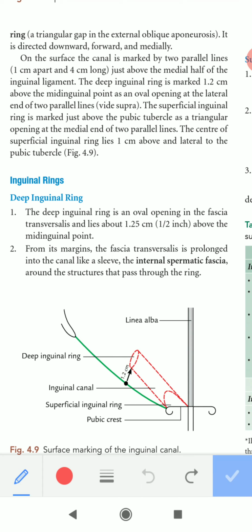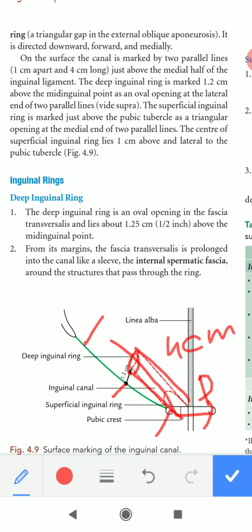The green one is the inguinal ligament, and look at that, this is the inguinal canal. It is located parallel to the medial half of the inguinal ligament. And what is its length? The inguinal canal is usually 4 centimeter in length. And what is the direction? The direction of the inguinal canal is downward, forward, and medially. You can remember like this, DFM or Dhaka FM.